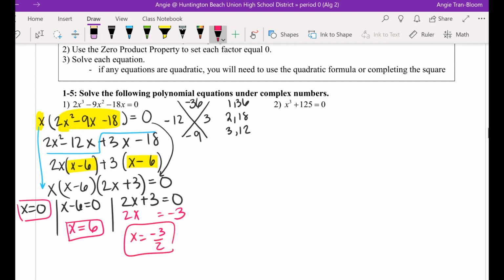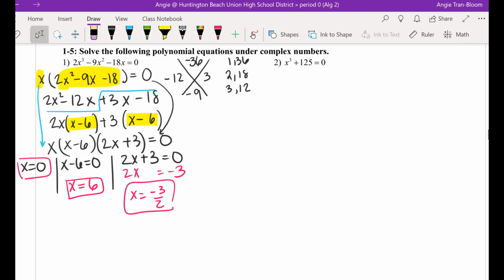So those are the 3 x values. So from here, I'm just going to put it all together in order from smallest to biggest. So negative 3 over 2, comma 0, comma 6. And that is my final set of solutions. And we're going to do the same thing for number 2. Number 2, you have x to the third plus 125.